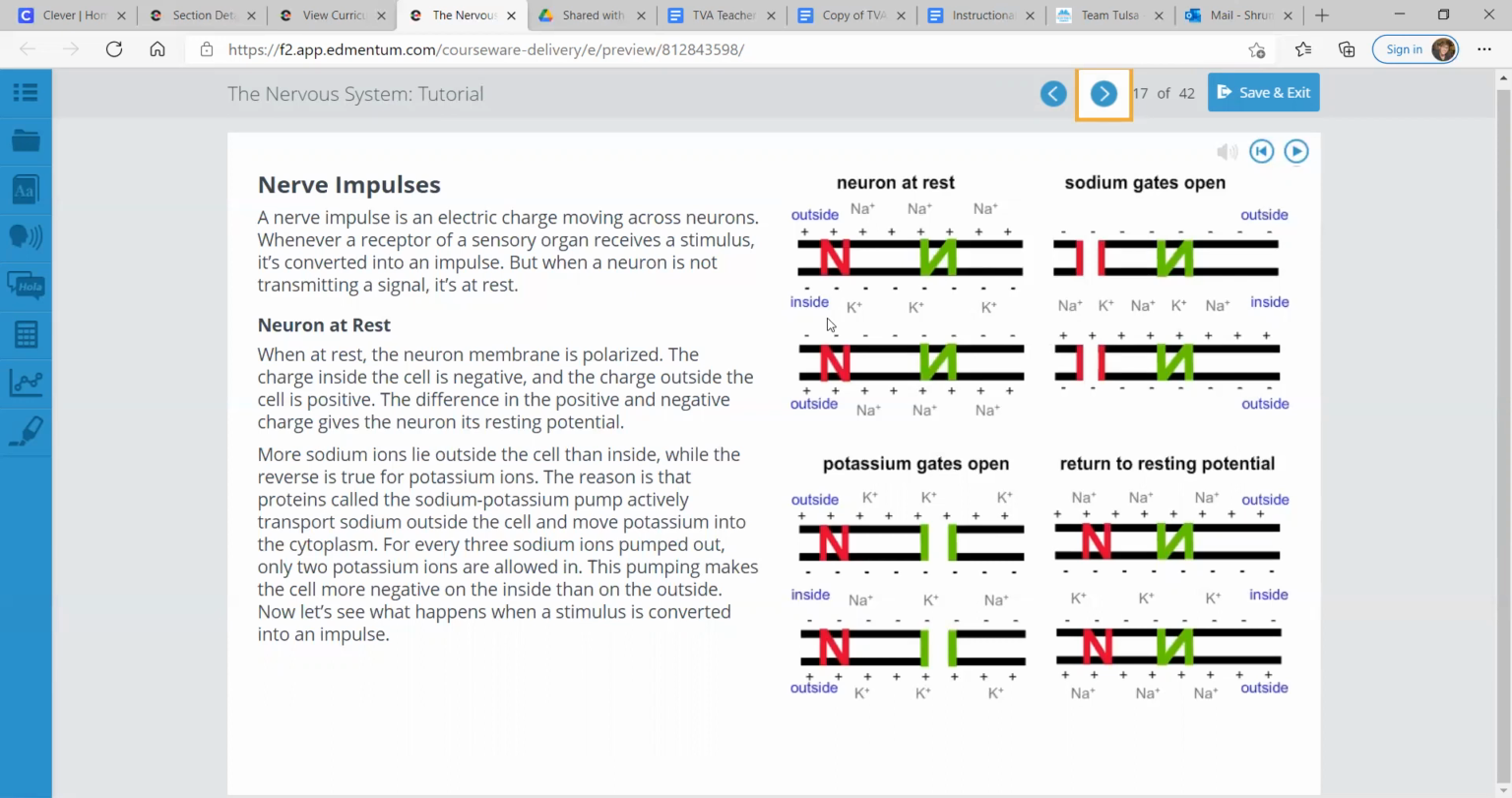More sodium ions lie outside the cell than inside, while the reverse is true for potassium ions. And the reason is that proteins called the sodium-potassium pump actively transport sodium outside the cell and move potassium into the cytoplasm. For every 3 sodium ions pumped out, only 2 potassium ions are allowed in. This pumping makes the cell more negative on the inside than on the outside. But that's when it's at rest.